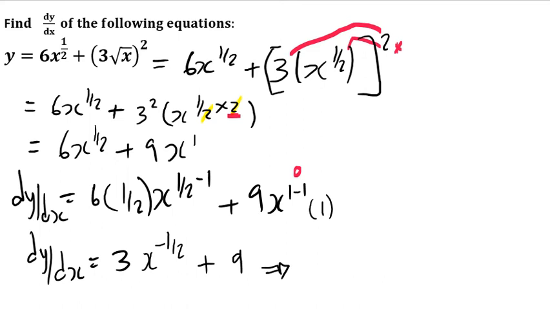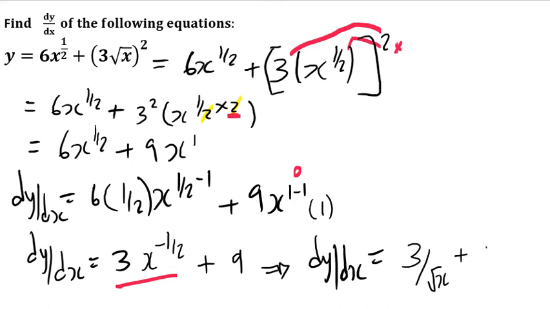So your dy over dx will be, let's see, you have to change this to your fraction form. So to change that to your fraction form, you're going to get 3 over root x plus 9. Then you can leave your answer in this form because there's nothing to do on the 9. You just leave it as it is.